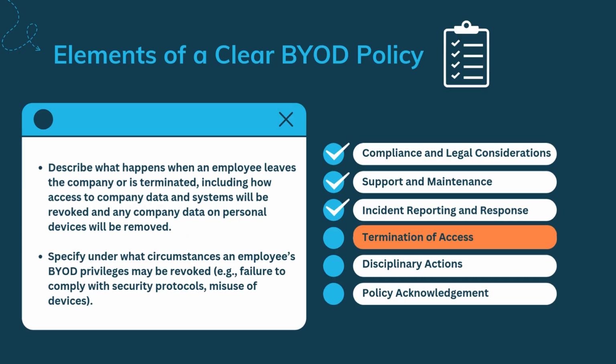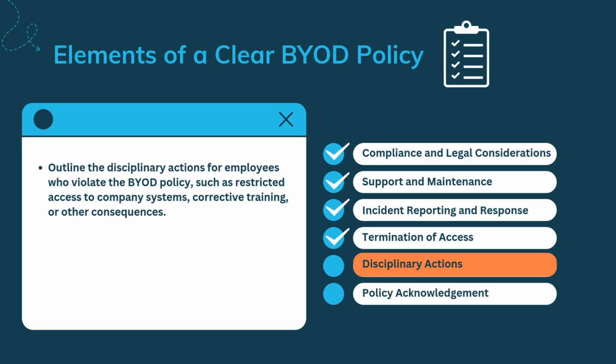The policy should explain what happens when an employee leaves the company or is let go. This includes how their access to company data and systems will be revoked, and that any company data on their personal devices will be wiped. It should also specify when an employee's BYOD privileges might be taken away, like if they don't follow security protocols or they misuse their devices in some other way.